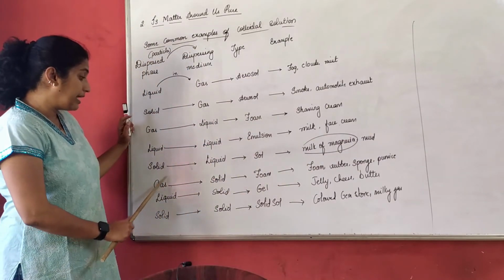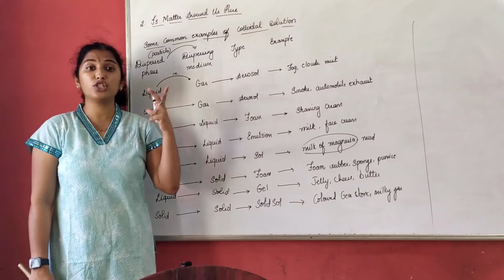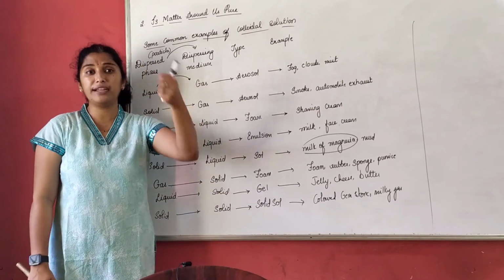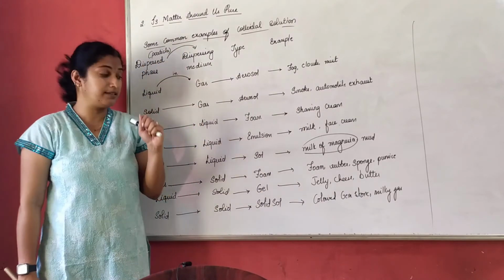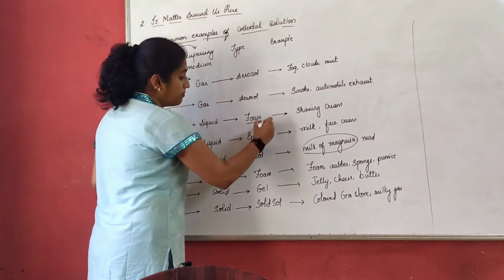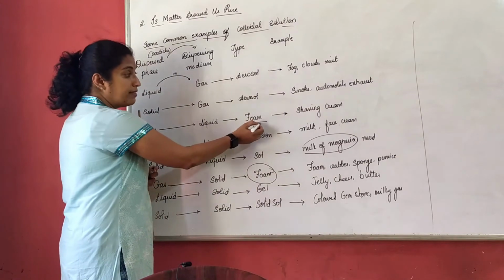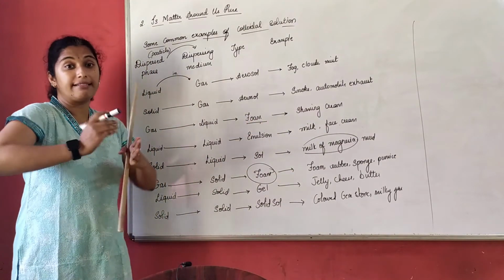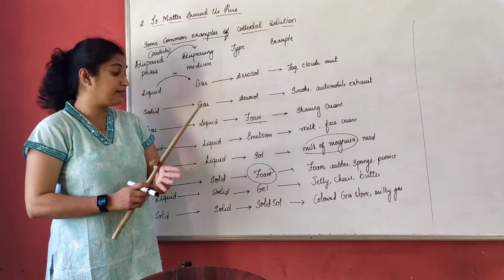Then next is gas and solid. I have a solid. I have this much of solid. I am adding 2 spoons of gas in it. Example again is foam. Now this foam and that foam are different. That foam was with shaving cream, lather, where the volume was increasing.